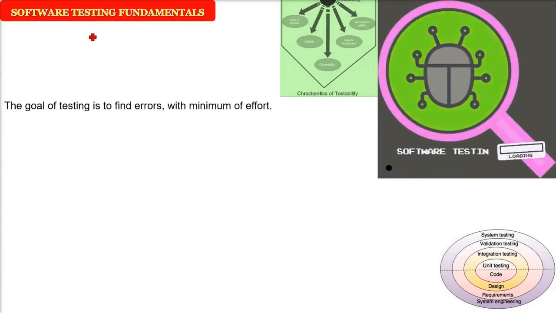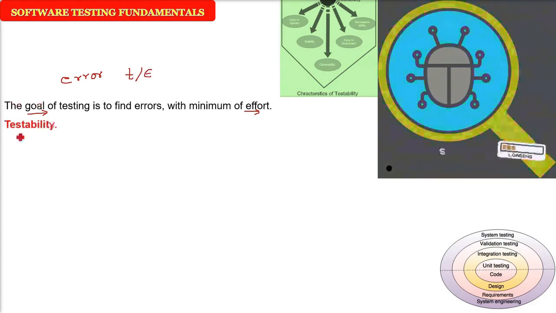Software testing fundamentals. Whenever we test a software, what is the main goal, the objective of testing? The first thing is to find errors, and the second thing is to do it with a minimum of effort. So finding errors with minimum effort, that is, the time and effort should be less. For that, the software has to be testable.